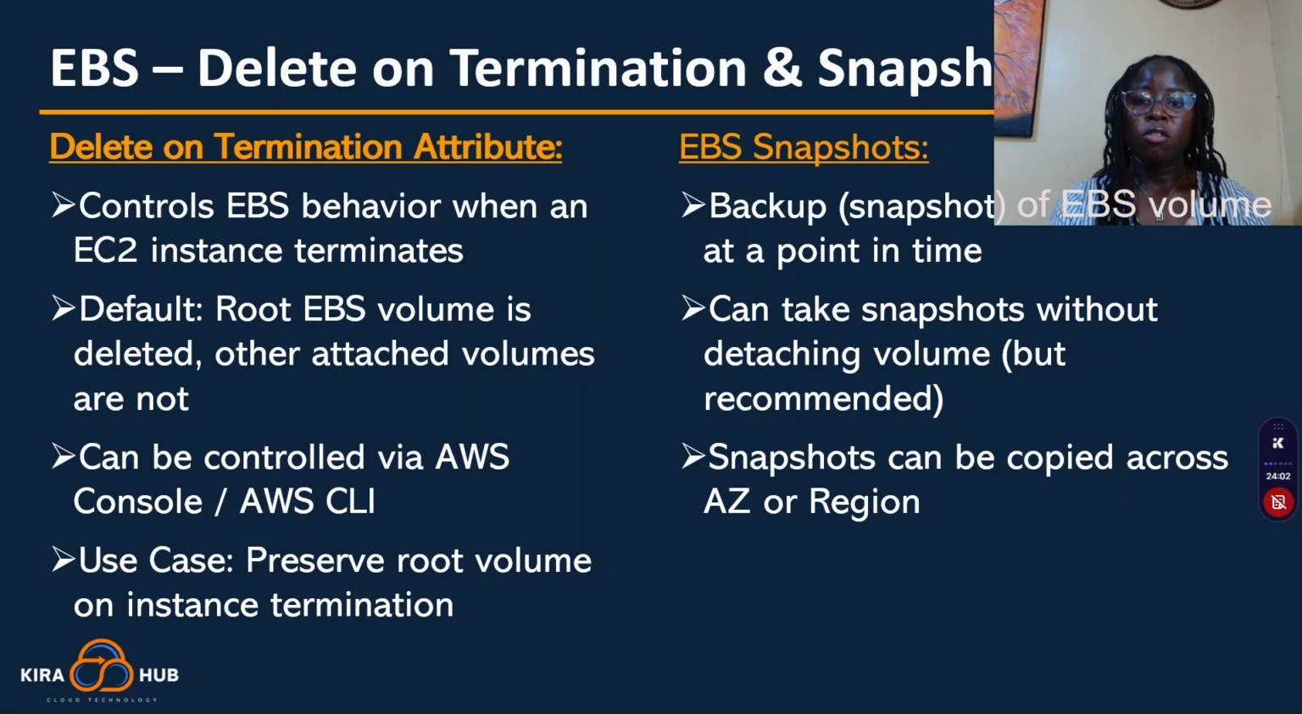Another feature which I've talked about before is the EBS snapshots, and snapshots are like backups of our EBS volumes taken at a specific point in time. When you create a snapshot, it captures the state of your volume, which can be restored later when needed. You do not actually need to detach the volume from an EC2 instance to take a snapshot, but it is generally recommended to do so for some consistency. Another cool feature about these snapshots or backups is they can be copied across availability zones or regions, which can really help with disaster recovery and also data redundancy.